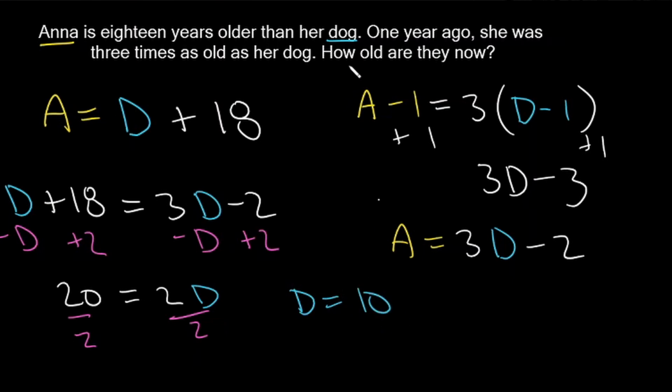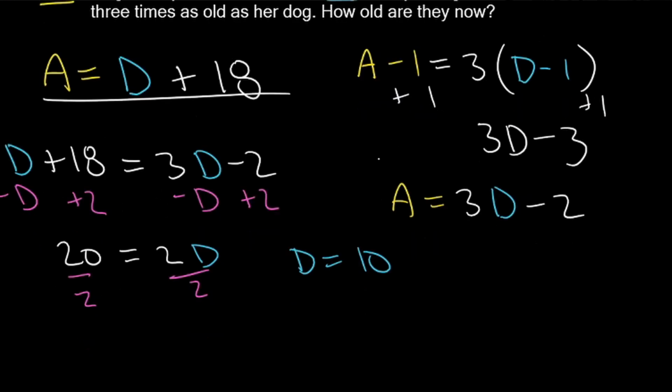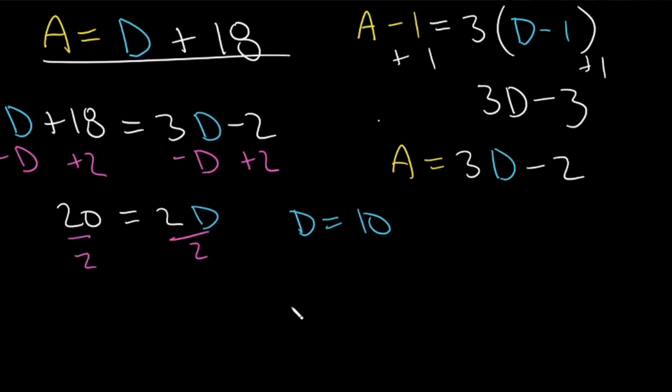But it says how old are they now, so we also need to solve for Anna's age. So let's use this equation here. Let me scroll down a little bit so we have some more room. A is going to be equal to D, which is 10, plus 18. 10 plus 18 is going to be 28. So Anna is 28 years old, and her dog is 10 years old.